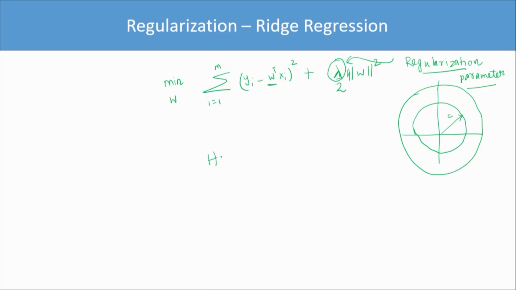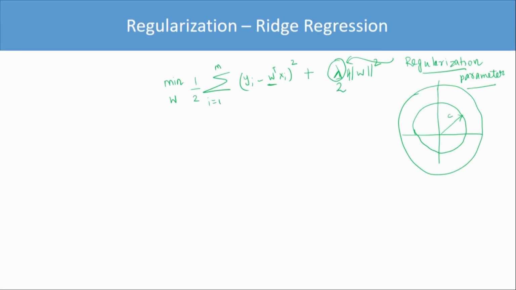Because these cannot be optimized during your training, these are called hyperparameters. So these are parameters which cannot be part of your optimization routine, right? So these need to be tuned separately. So this is what is called a hyperparameter.